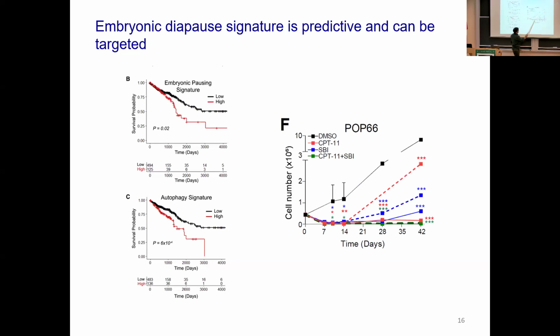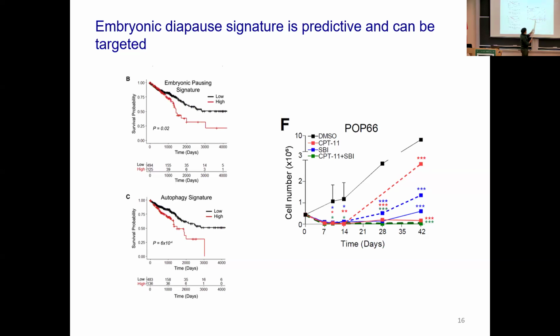Somewhere here is when the drug is stopped. So this is CPT11. If you keep the drug on, it doesn't grow. You take the drug off, the tumor relapses. This is what we saw, right? It's the classic relapse. This SBI is the drug which affects autophagy. It doesn't have a big effect. It really does something, but they grow.